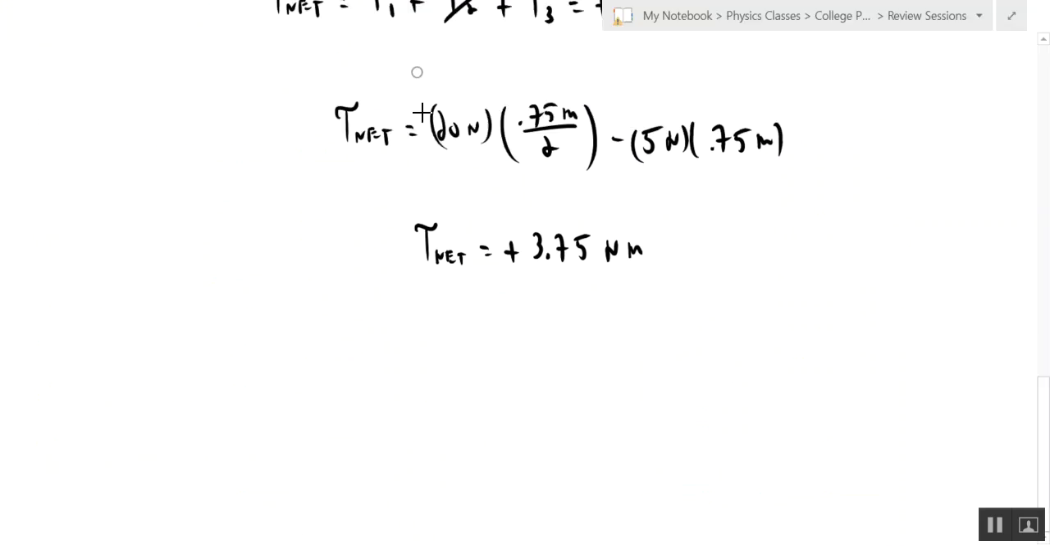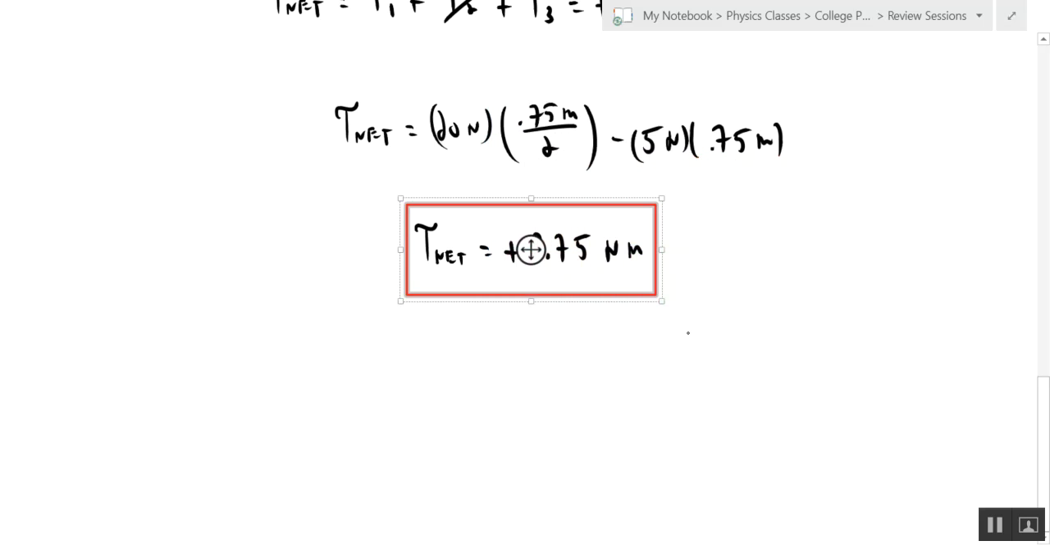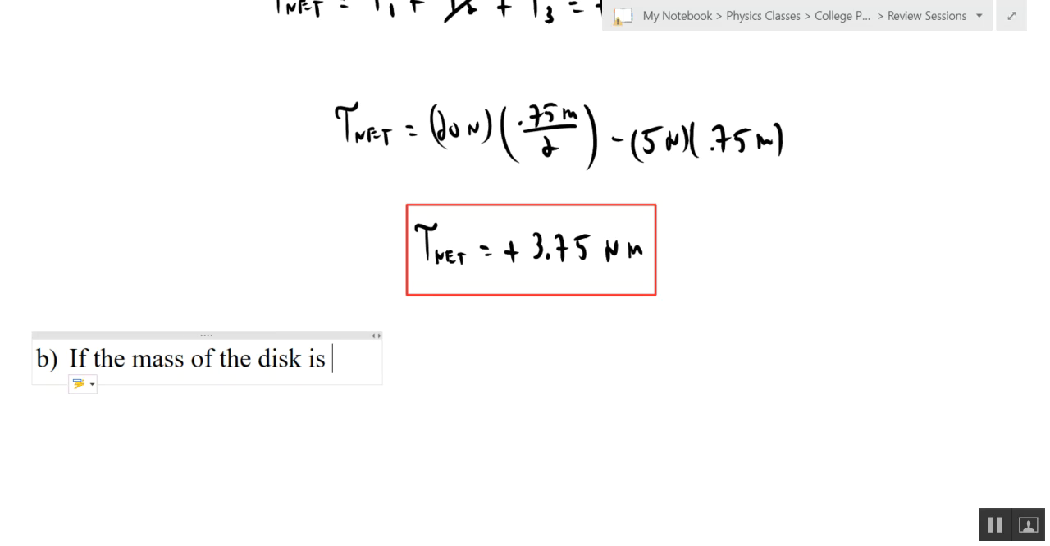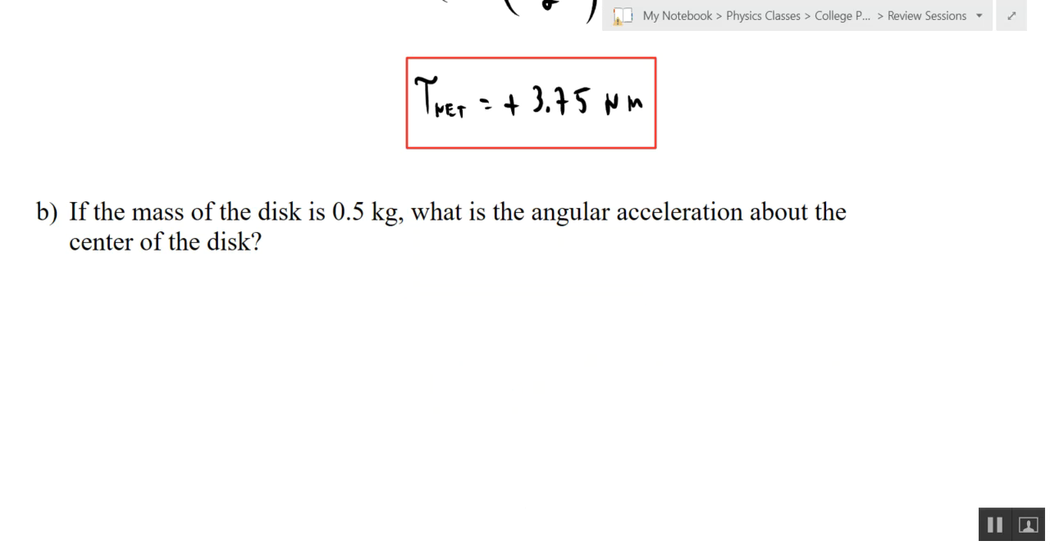All right. So the next one is the mass. I'm going to make it small. Let's make it 0.5 kilograms. What is the angular acceleration about the center of the disk? Okay, so no one else got an answer?